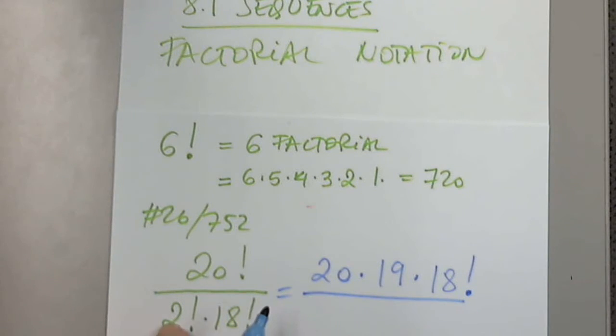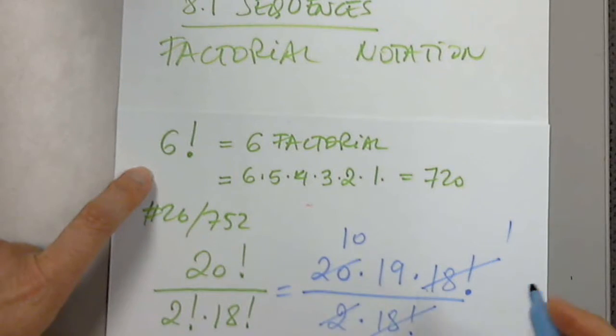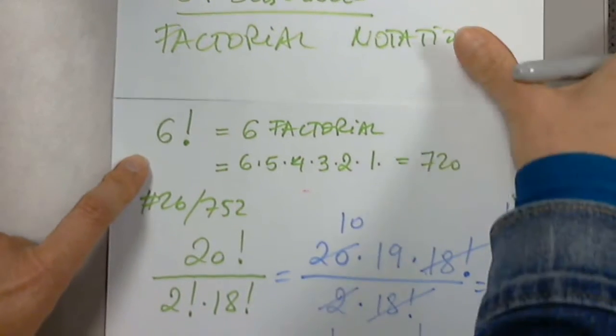Why? 2 factorial is just 2, and 18 factorial, I'm not going to expand it. Why? Because I'm allowed to simplify factors. And that simplification makes the problem so much easier. I will simplify by 2. So I have 10 times 19. The answer is 190.